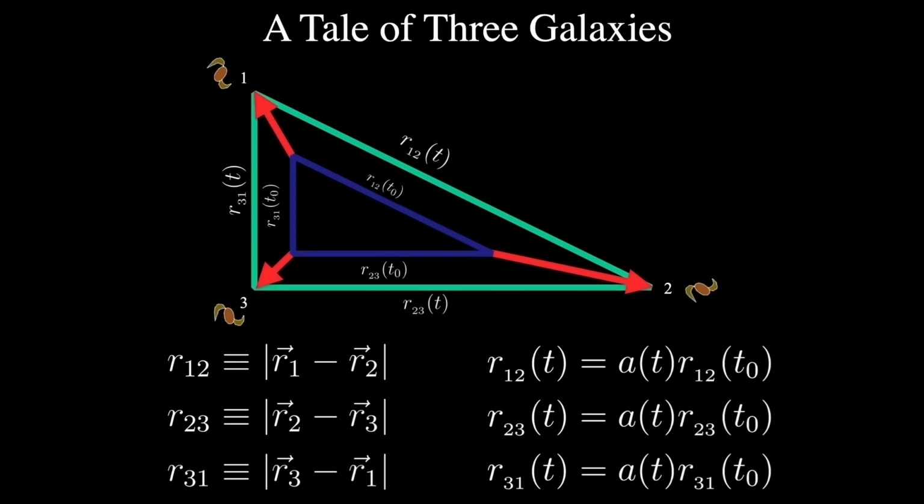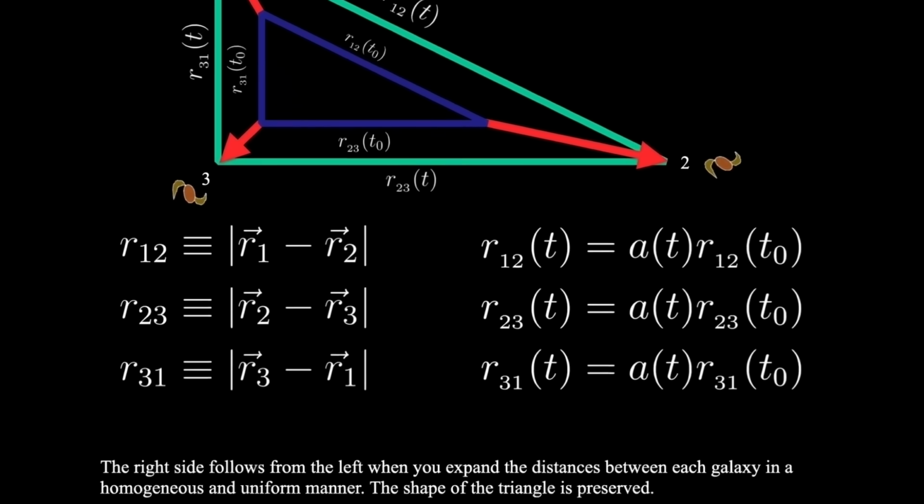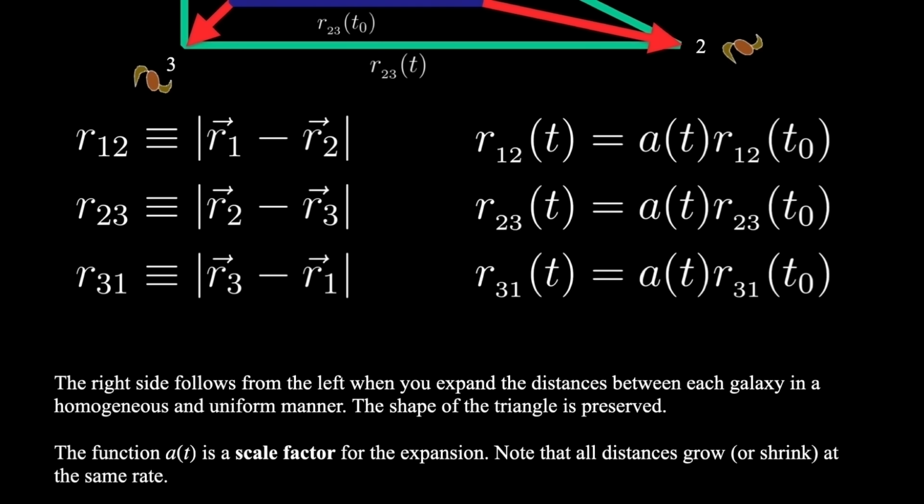And we let all of those things vary with time. On the right-hand side of those three equations, we show how they vary with time in a uniform and homogeneous manner. So R sub 1,2 as a function of time is equal to A, as a function of time, times the distance that it was at some initial time, t sub 0. And that A of t is just the scale factor for the expansion, and all distances grow or shrink at exactly the same rate and with the exact same history.